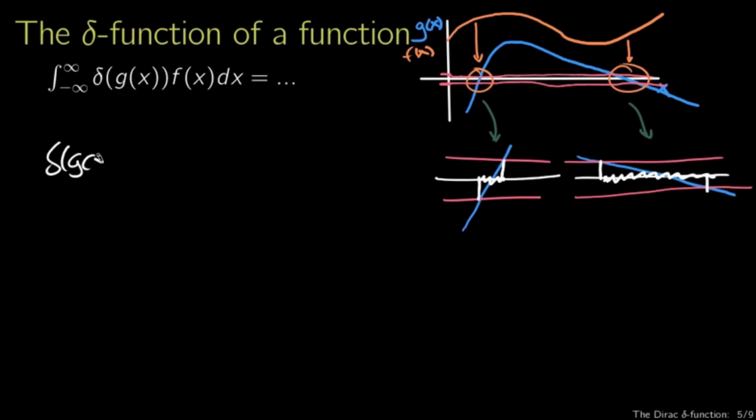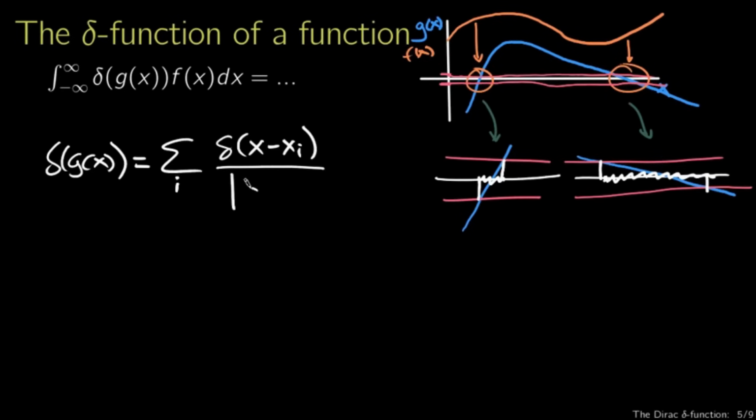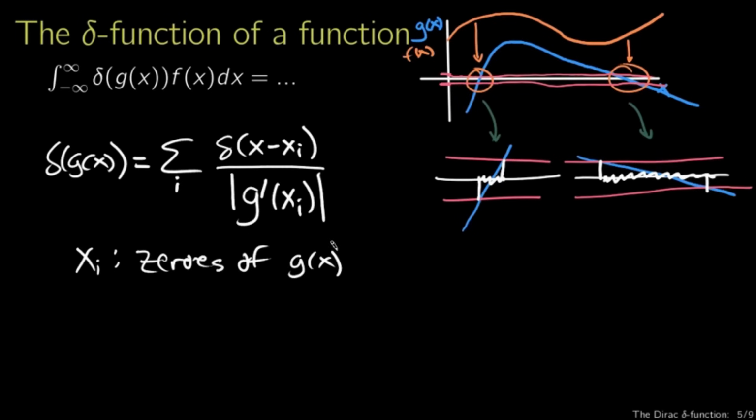Delta of g of x is typically written as a sum over i of delta of x minus x sub i over the absolute magnitude of the derivative g prime evaluated at x sub i, where these x sub i are the zeros of g of x, the points where g of x crosses the axis. So this would be maybe x sub 1, and this would be x sub 2, in this case, if g of x has two zeros.